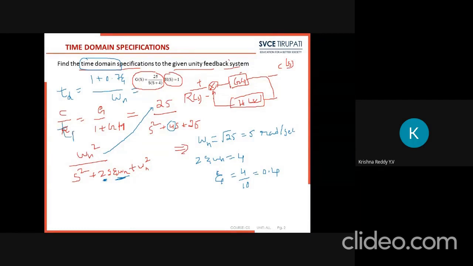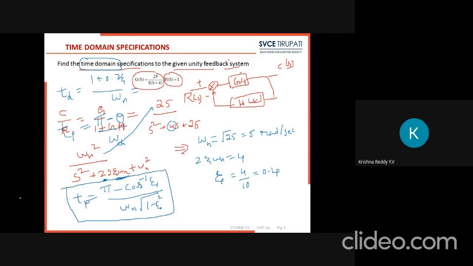Next, peak time. It is pi minus theta divided by omega d, where theta is nothing but cos inverse of zeta, and omega d can be written as omega n into square root of 1 minus zeta square. This is the formula for peak time. Next, we need to calculate the rise time.